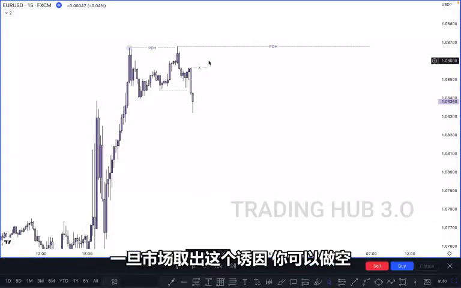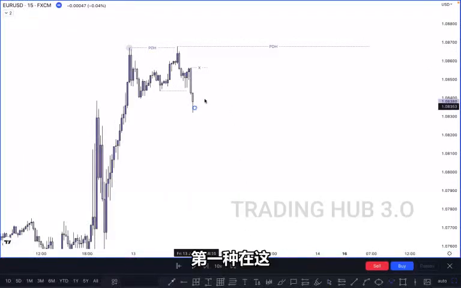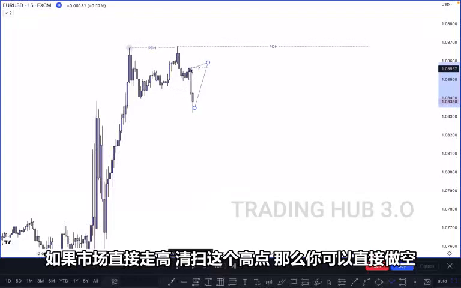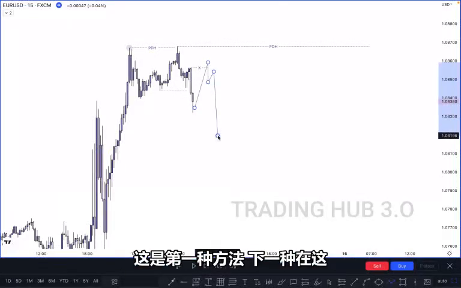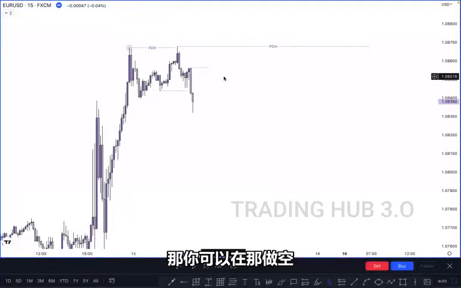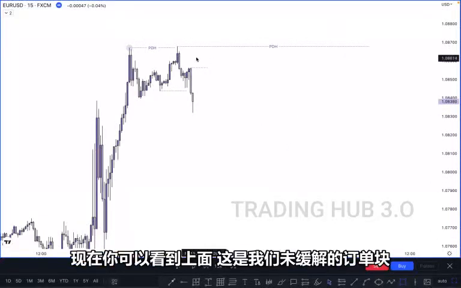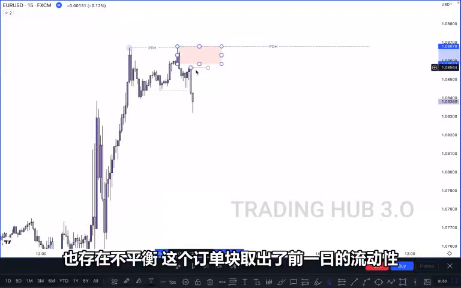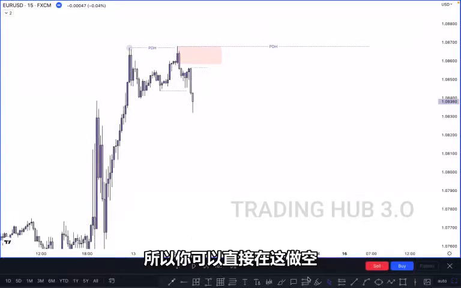So once the market has taken out this inducement, you can simply sell, and you can sell in two ways. First one is here: if the market directly pushes a higher high and sweeps this high, then you can simply sell here, something like this, right? So this one is our first way, and the next one is here. If the market takes out the inducement and above it there is an unmitigated order block, you can simply sell there. Right now you can see above it, this one is our unmitigated order block, with a proper imbalance here, and this order block took out the previous day liquidity. So you can simply sell here directly.